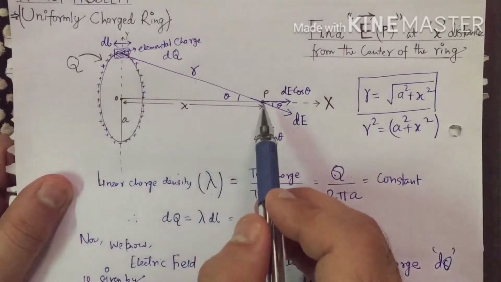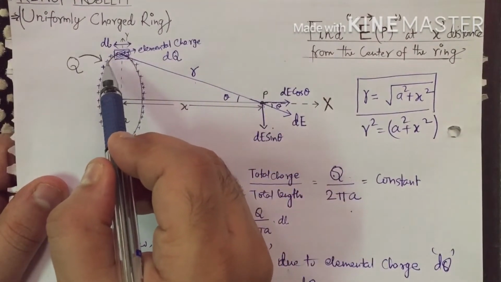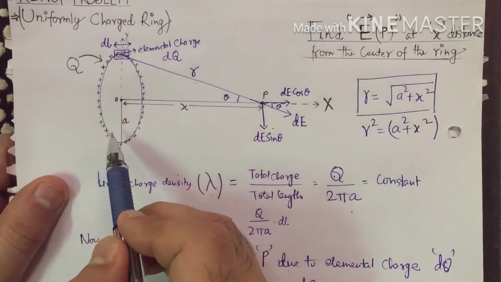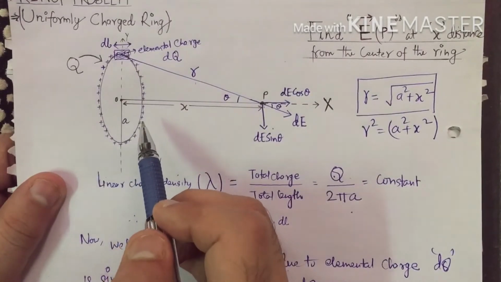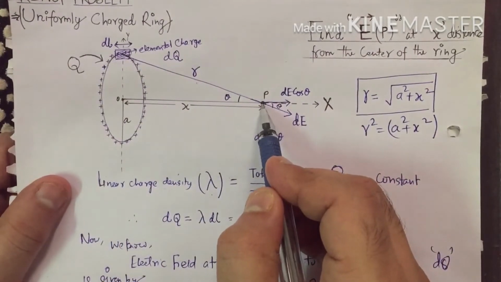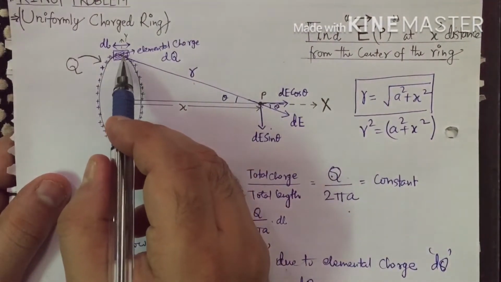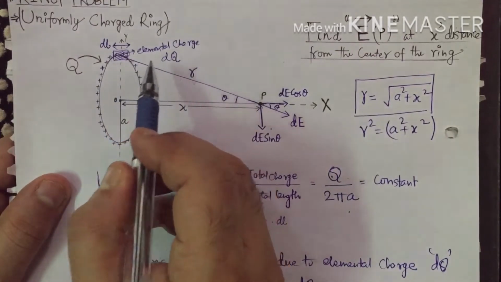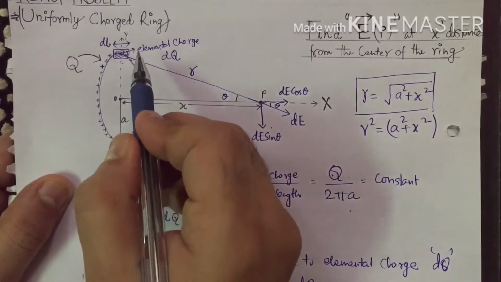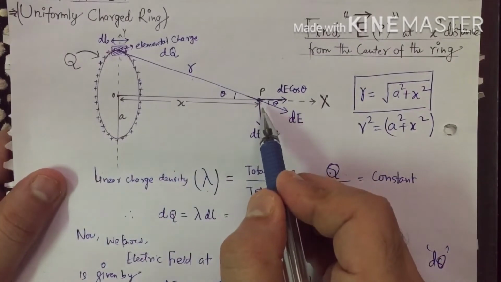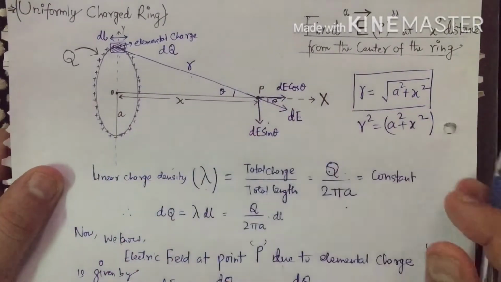To calculate the total electric field at point P, we have to consider all the elemental charges on the ring and just add the contribution from each of the elemental charges at this point. Since calculus helps us, we consider just one elemental charge, calculate the electric field due to this elemental charge, and to calculate the total electric field, we simply have to integrate over the circumference of the ring.